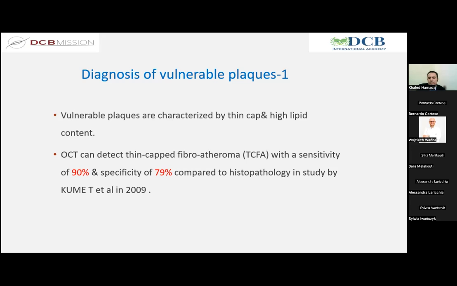Sorry to interrupt, Khaled. There is actually, I would say, an exception. We may discuss this. No, an exception on vulnerable plaques, because here you say correctly that vulnerable plaques are usually characterized by thin cap and high lipid content. This is true, but there is an exception. Try to think of another type of vulnerable plaque, which is not characterized by high lipid content.